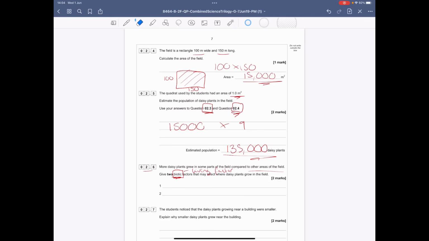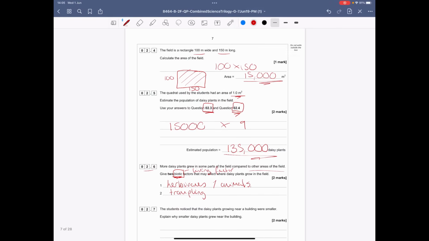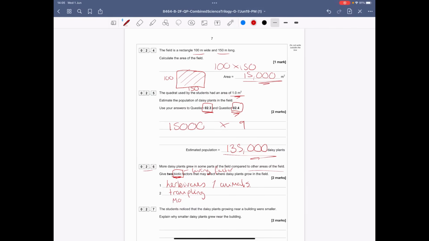So some biotic factors you could say is, well, it could be any herbivores, the amount of herbivores about that would eat it, or other animals. Or it could be down to humans trampling them. If you go on a school field, you'll always see there's less daisies around the football pitch because they've been squashed by people playing football. You could also have humans mowing the lawn or the field. Therefore there'd be less daisies.